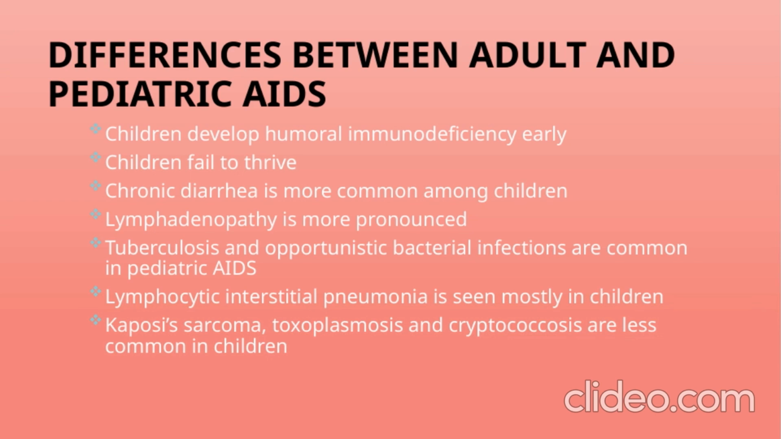On the other hand, some conditions we associate with AIDS in adults, like Kaposi's sarcoma, toxoplasmosis, and cryptococcosis, are less common in children. Overall, these differences between adult and pediatric AIDS are important to understand because they influence how we approach diagnosis, treatment, and management in these young patients. Recognizing these early signs and typical patterns helps us intervene more effectively and improve their outcomes.